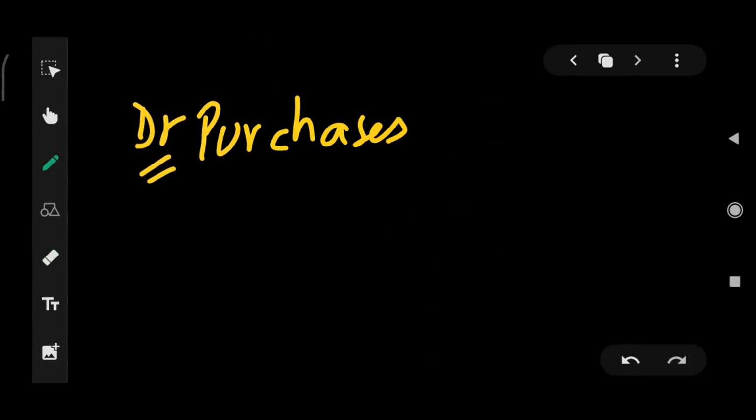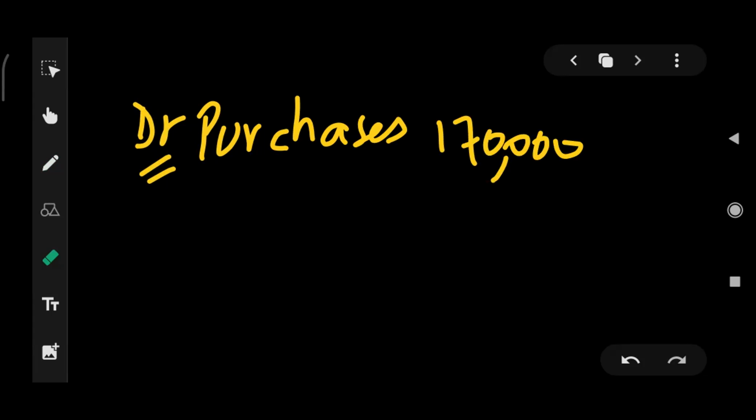So what is the debit and credit of this transaction? We will write debit purchases because purchases are always a debit entry. Debit purchases, the amount is 170,000. Why is it debited? Because it is an increase in expense. So you can write the reason in front of that. You must write it. I'm not writing it just because of lack of space, but you should write the reason.